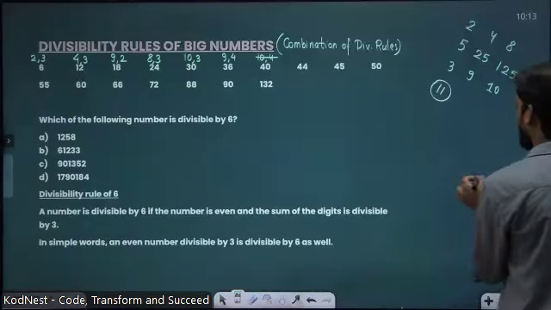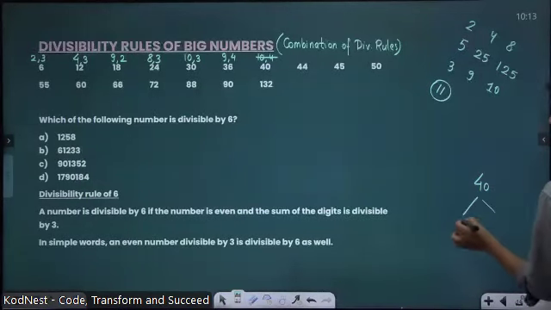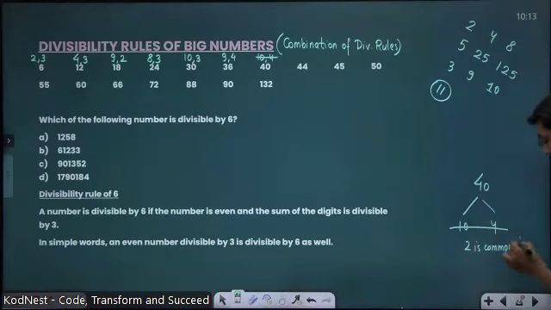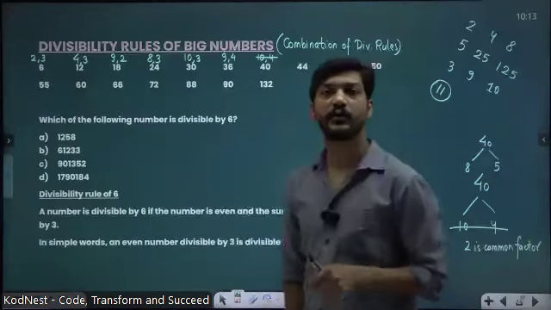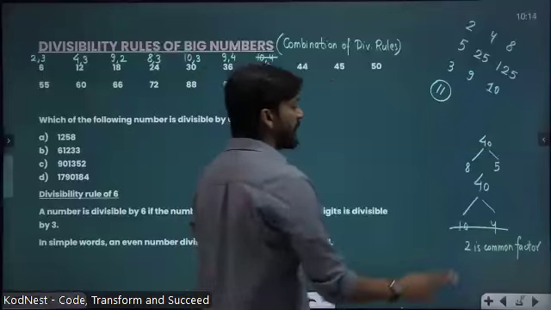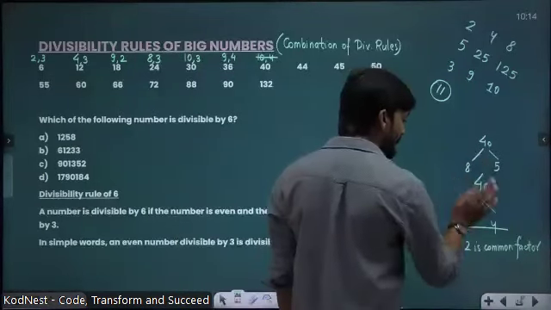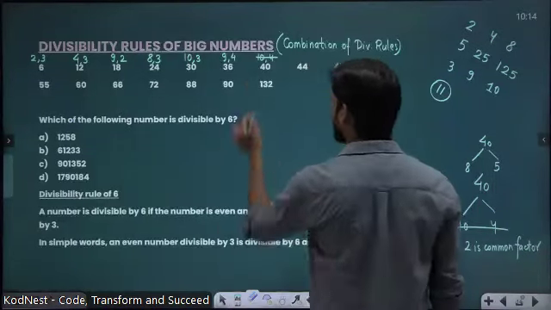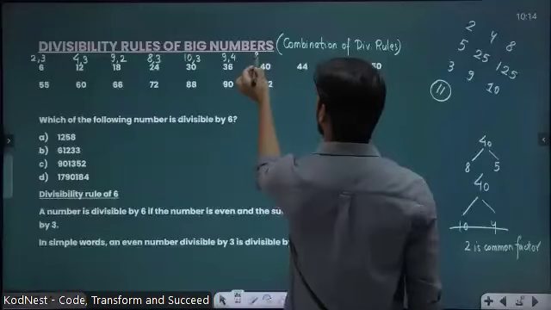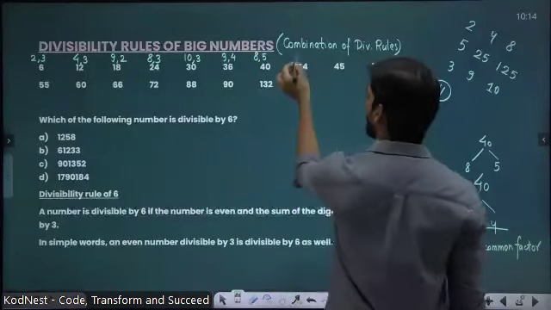So let me write separately. For 40, 10 and 4 you will not take because 2 is a common factor. So what you will take for 40 is 8 and 5. For 8 and 5, there is no common factor. Or I can say it this way also: the LCM of 10 and 4 is not 40, so that's why it is wrong. For 8 and 5, the LCM is 40, so this is right. So we have to take 8 and 5. Okay, 44, very simple, 4 and 11.